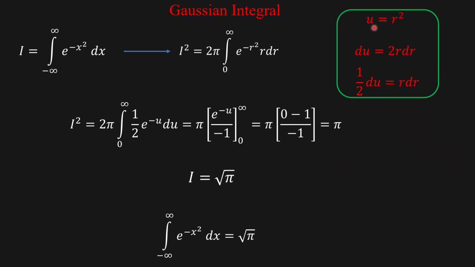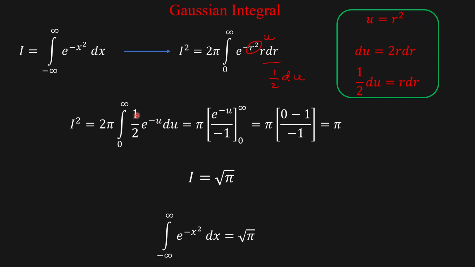Now you take r squared as u. Then what is du? du is equal to 2r dr. We would like to change this r dr, so you bring this 2 to the other side. This will become 1 over 2 du. Now you replace all of this here. That is, you have 2 pi and this integral from 0 to infinity, and this is half du.